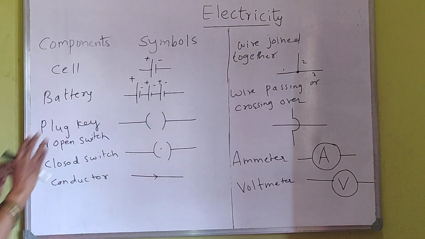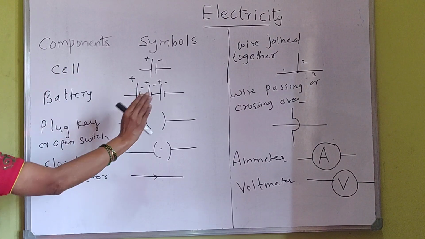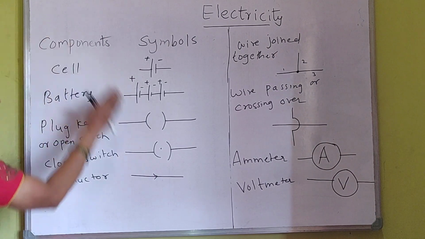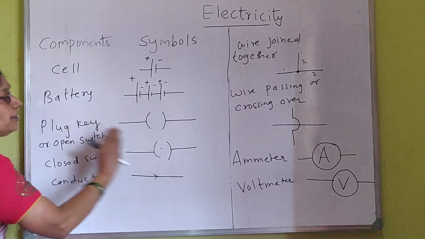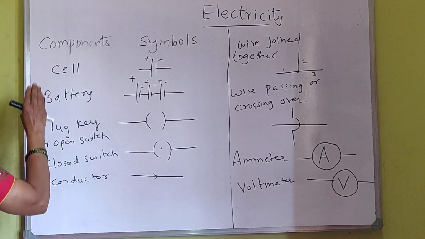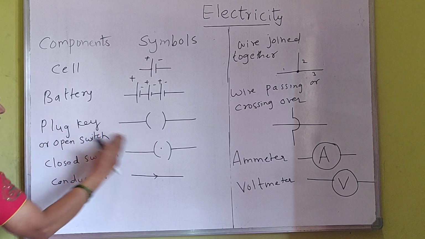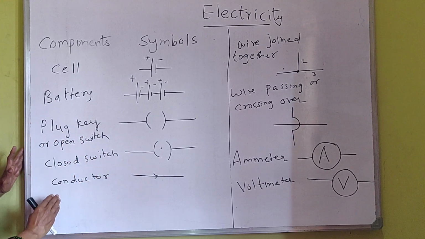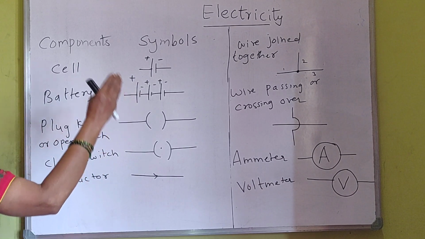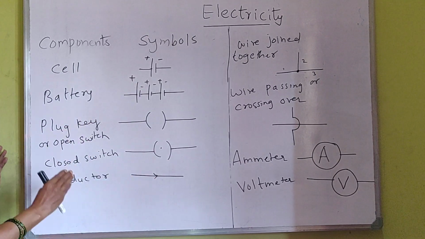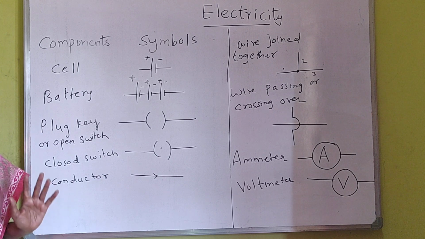These symbols are very important. One mark questions can be asked for the symbols. So, please note down these symbols or please go through these symbols and see for cell what is the symbol, for battery what is the symbol, for open switch what is the symbol, for closed switch what is the symbol, conductor, likewise wire joined together, wire crossing over, ammeter and voltmeter. It is very important, which can be asked for 1 mark.